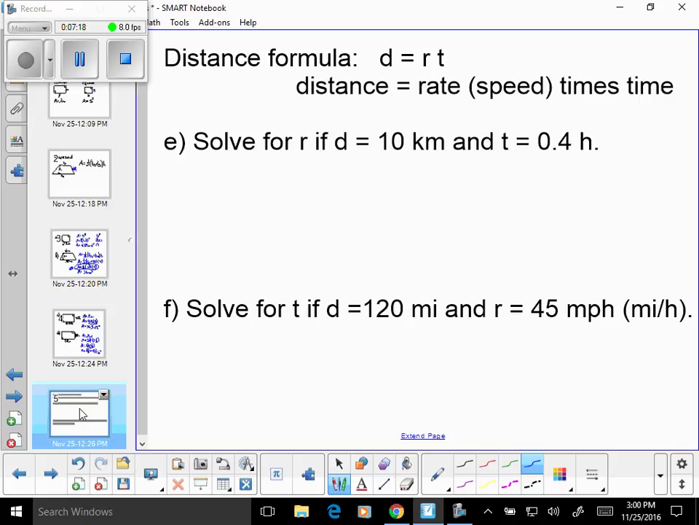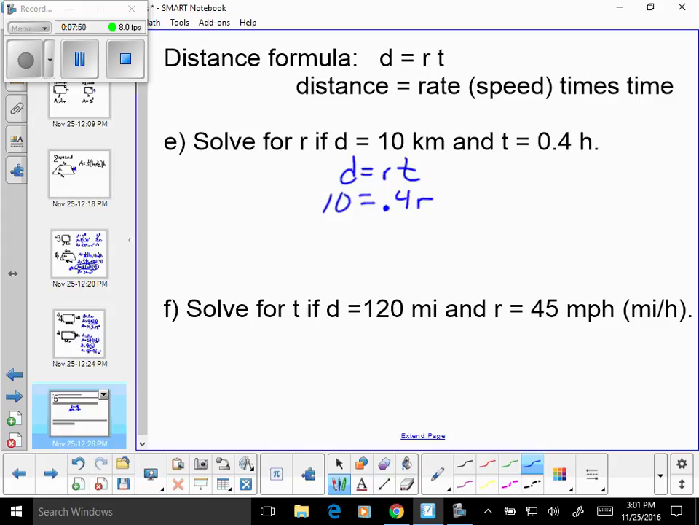The formula that you've probably used in a science class is distance equals rate times time, or speed times time. Okay? So we're going to solve for r if we know what d equals. The first thing we do is always write down our formula. They tell us that d is 10, and they tell us that t is 0.4. Well, I'm going to put it as 0.4r. Use my commutative property because it looks a little better for me at that point.